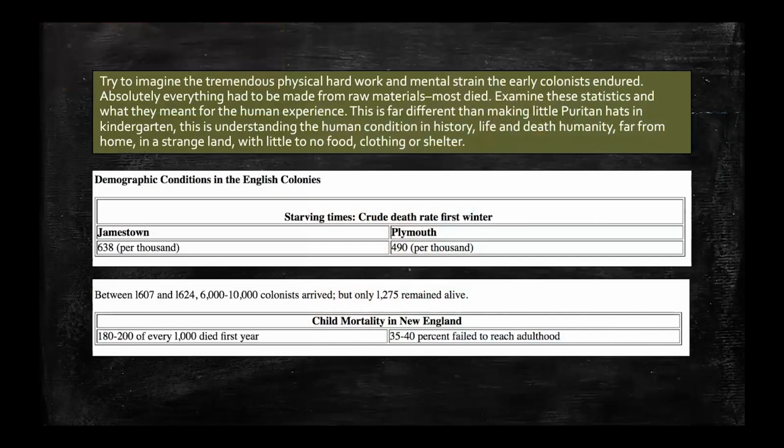Let's take a look at these numbers. Called the starving times, the crude death rate the first winter. In Jamestown, 638 out of 1,000 died. In Plymouth, 490 per 1,000. What was it like to have been there? Think about this, 490 out of 1,000.